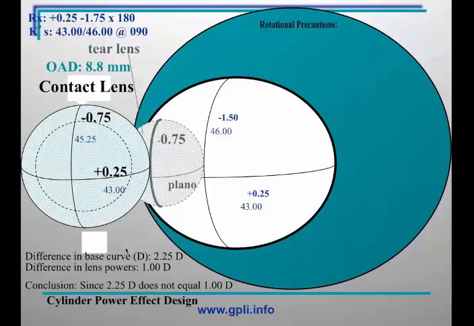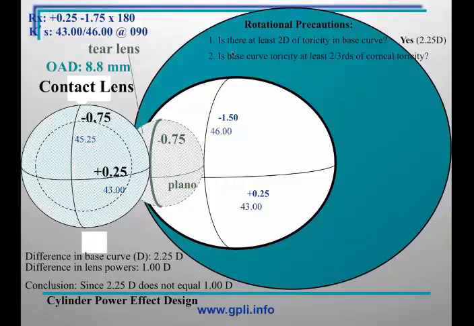And this has some rotational precautions. If this lens rotates on the eye, then it can result in some blurriness of vision. But is there at least 2 diopters of toricity in the base curve? Yes. Is the base curve toricity at least 2/3 of the corneal toricity? Again, it is. Therefore, it's okay to order this particular design, and it should perform very well for that patient.